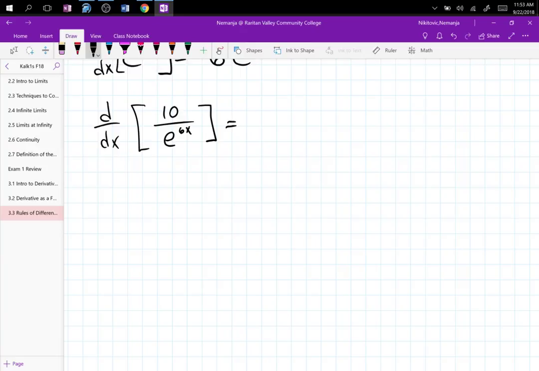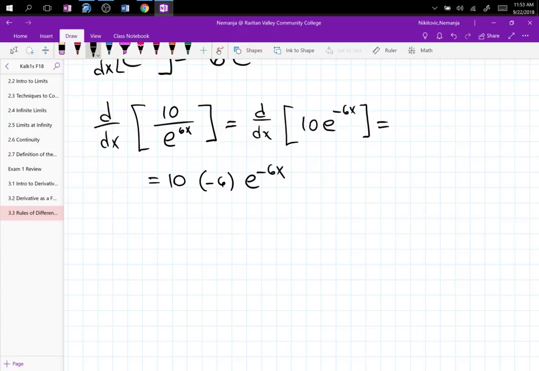So the first thing I'm going to do is rewrite this. The derivative of 10 times e to the negative 6x. We know we are supposed to copy the constant, which is 10, and then the derivative of this is negative 6 e to the negative 6x, for a total of negative 60 e to the negative 6x, which is negative 60 divided by e to the 6x. That's why we put that in the denominator, so we don't have a negative exponent.